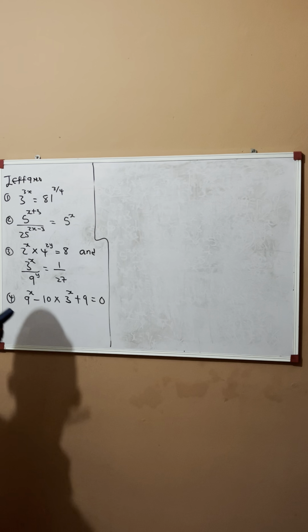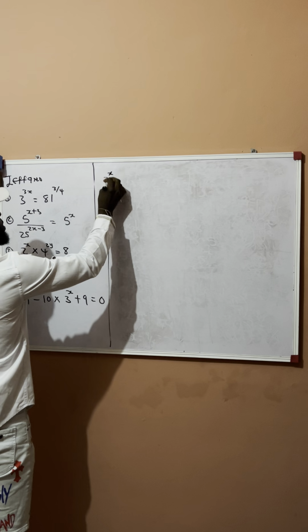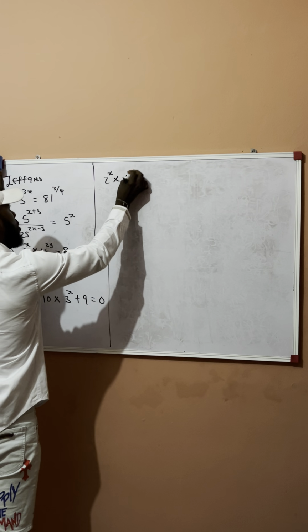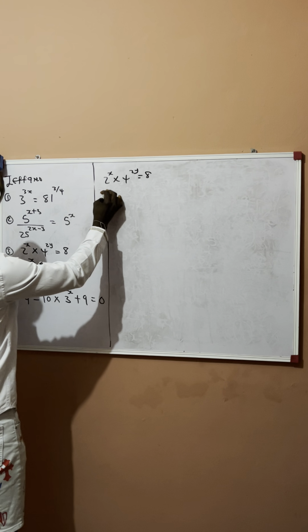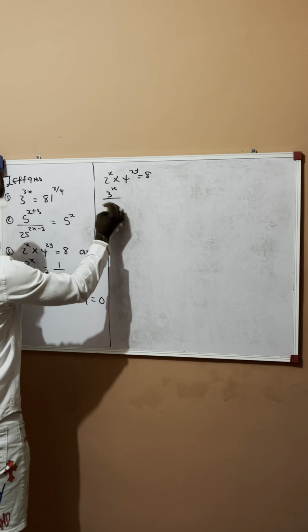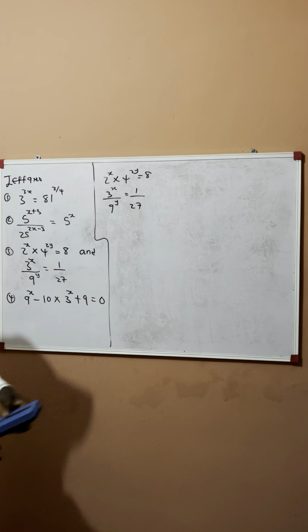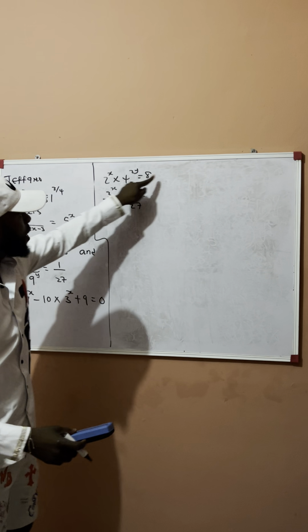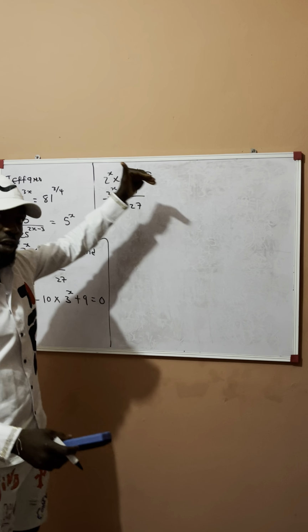Now, the question was 2 raised to the power of x times 4 raised to the power of 2y equal to 8, and 3 raised to the power x over 9 raised to the power y is equal to 1 over 27. Now, how do I start solving this? This is what I will do. From this first place, I will begin to solve. Let's forget about the second one. Let's talk about the first.